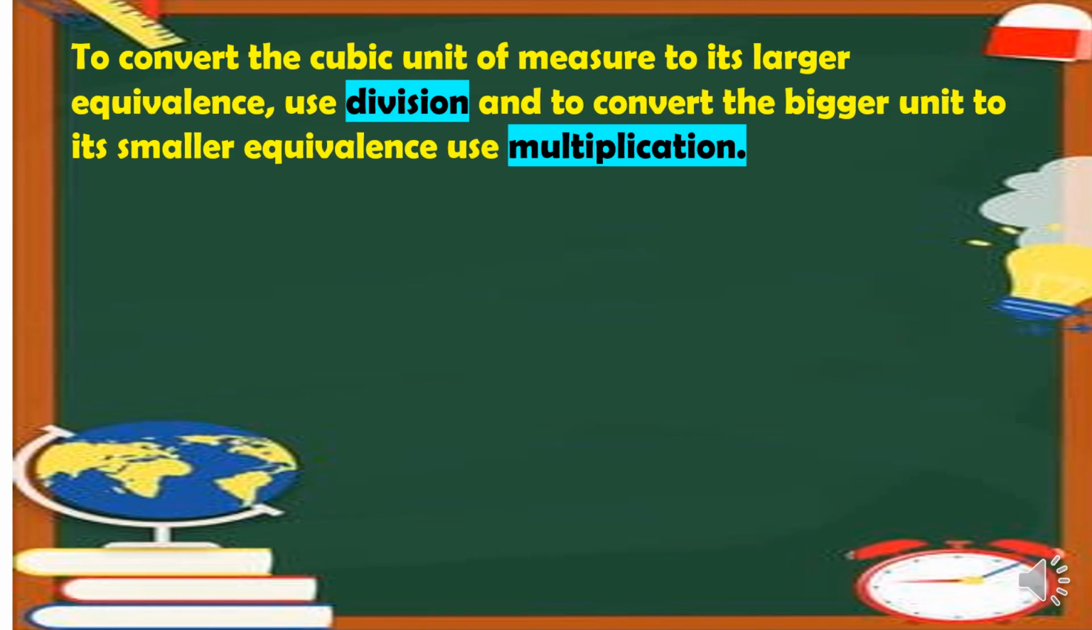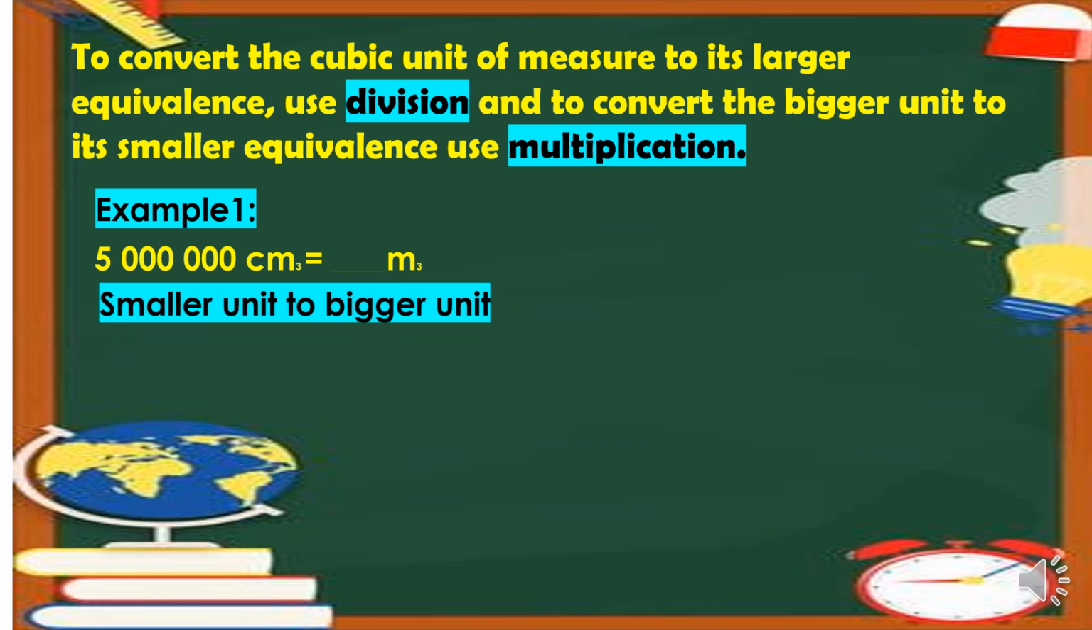To convert the cubic unit of measure to its larger equivalents, use division, and to convert the bigger units to its smaller equivalents, use multiplication. So let us see, for example, number 1. So we have 5 million cubic centimeter. How many cubic meter? So this is smaller unit to bigger unit.